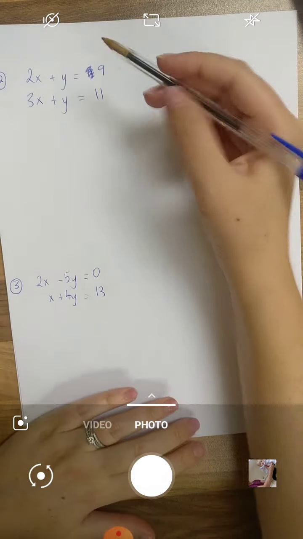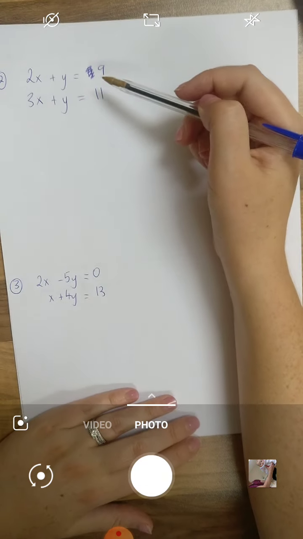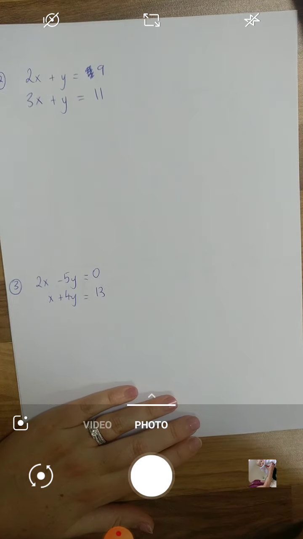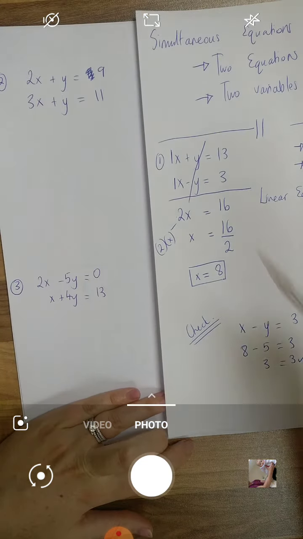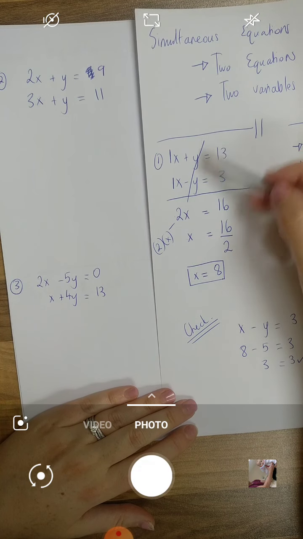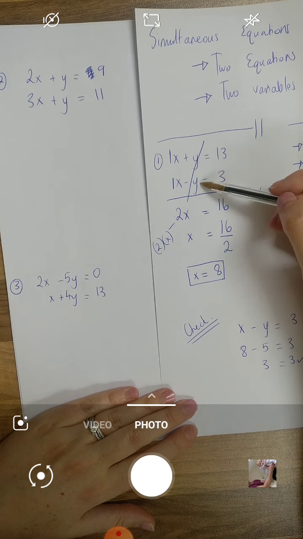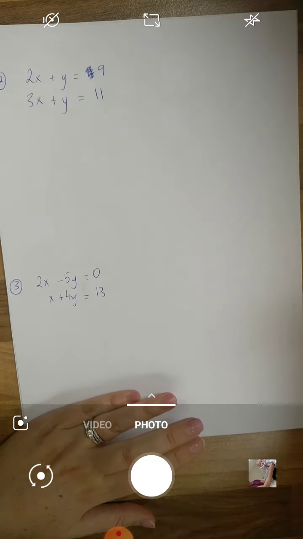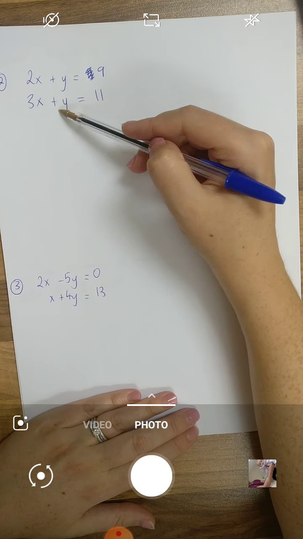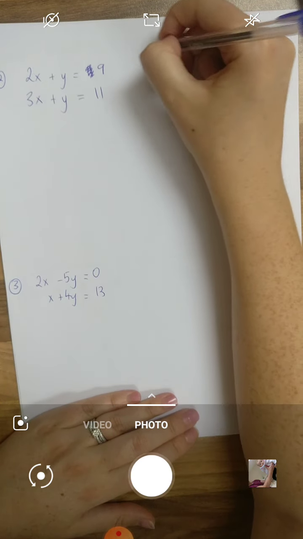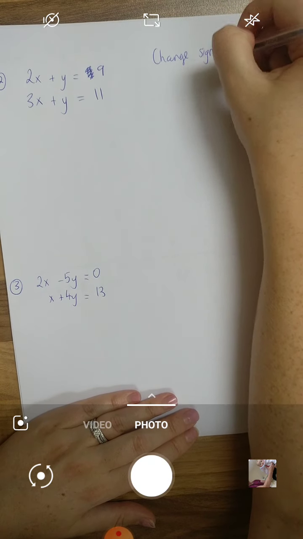Okay. Next question, we have 2x plus y equals 9 and 3x plus y equals 11. Now, the problem is, if you look at this example, we were able to get rid of the y's straight away because they had different signs and the same coefficient. So here we don't have different signs for either of the variables. So we're going to have to change the signs of one of the lines, okay?